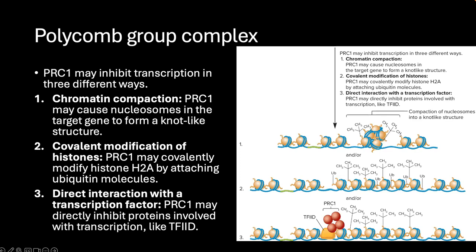PRC1 then acts to inhibit transcription in three different ways. The first is through chromosome compaction, where it causes nucleosomes to form a knot-like structure. The second is through modification of histone H2A by attaching ubiquitin molecules to it. And the third way is through direct interaction with transcription factors like TFIID, which are needed to initiate transcription.